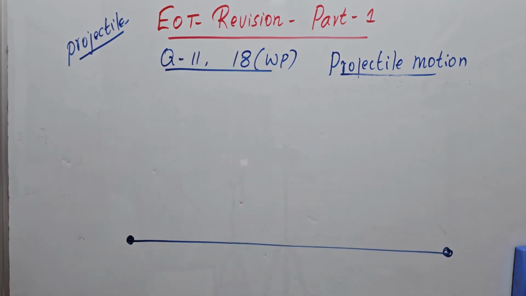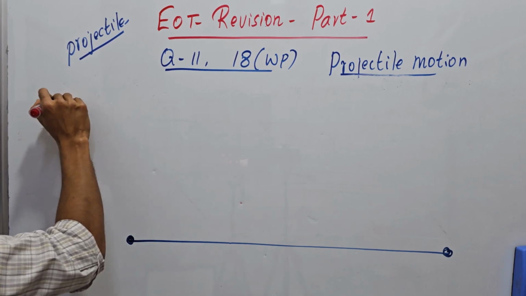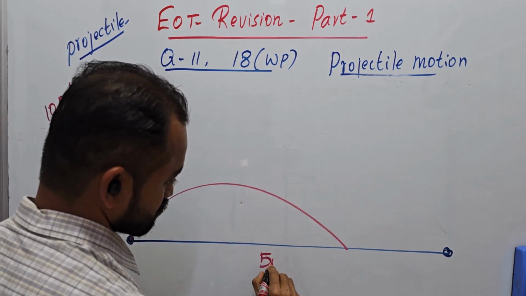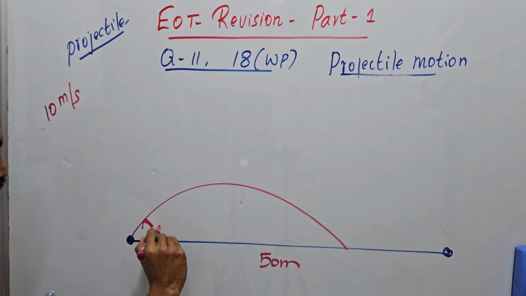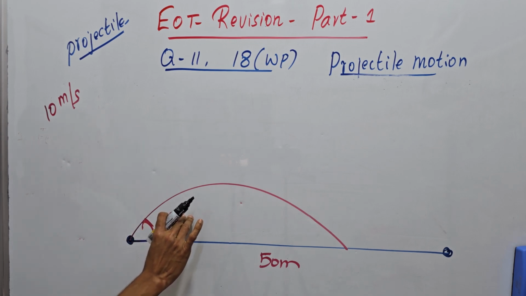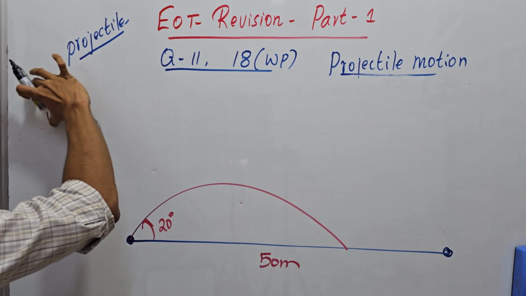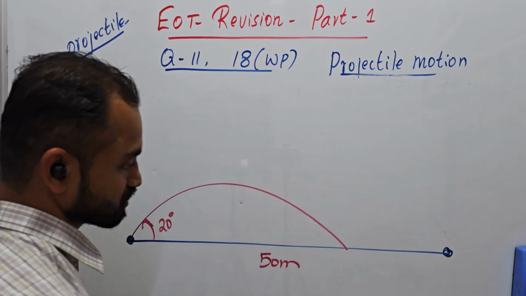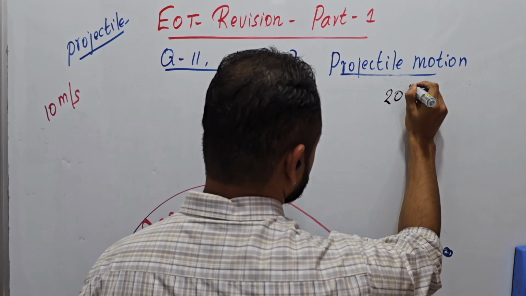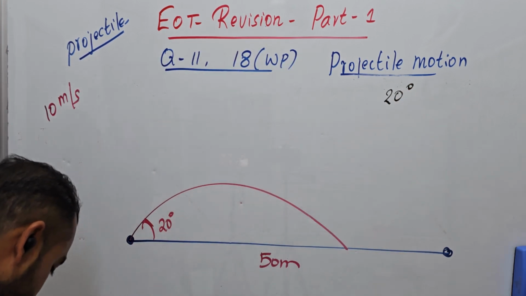Number 2, for example, we are throwing a ball from here at a speed of 10 meter per second, a constant speed. It travels 50 meter distance. This angle is 20 degree. If I throw this ball with 10 meter per second, it will cover 50 meter distance. Is there another angle, not 20 degree, at which, with the same speed, the ball will travel the same distance? The first angle is 20 degree. Then the question is, what is the second angle?